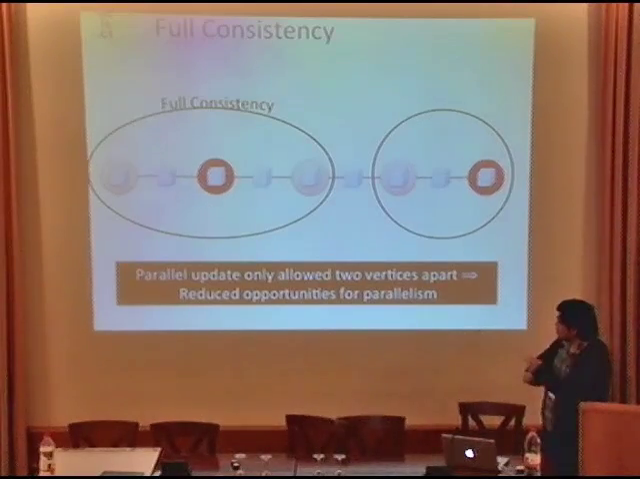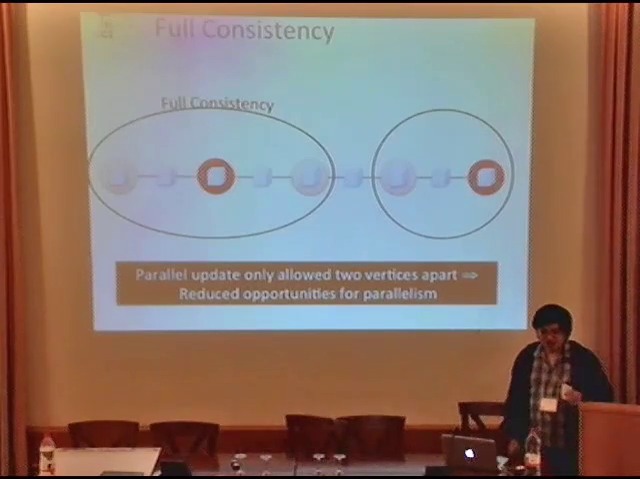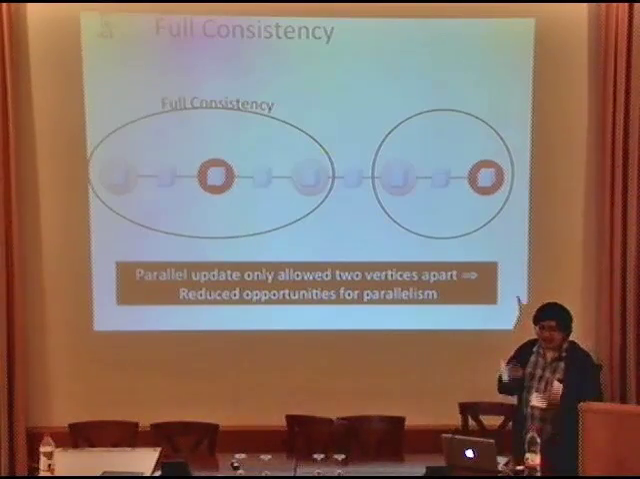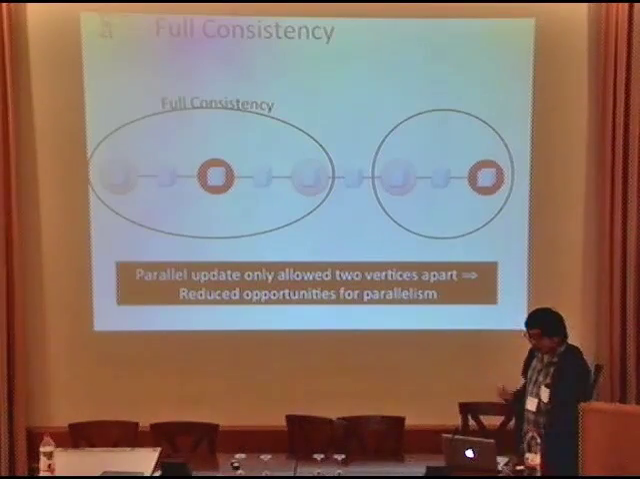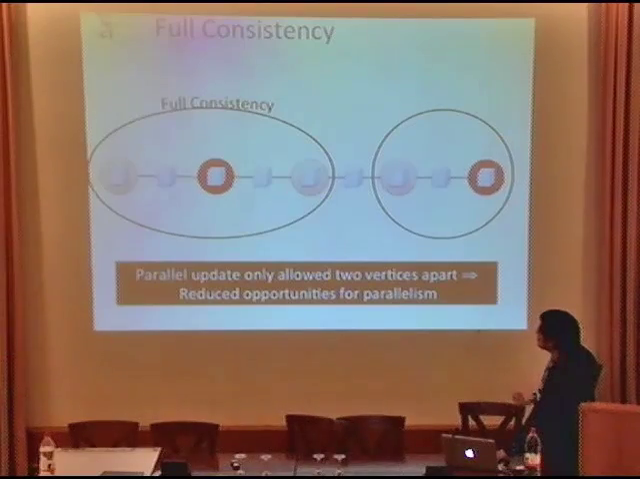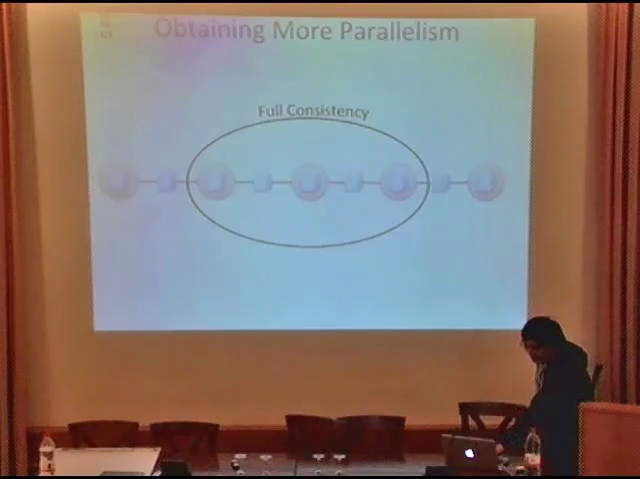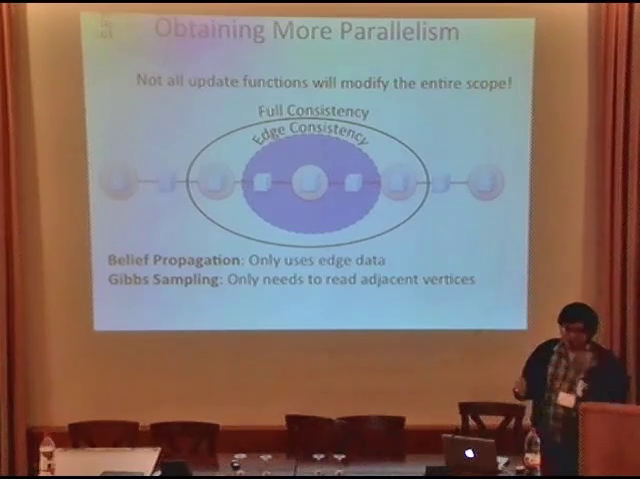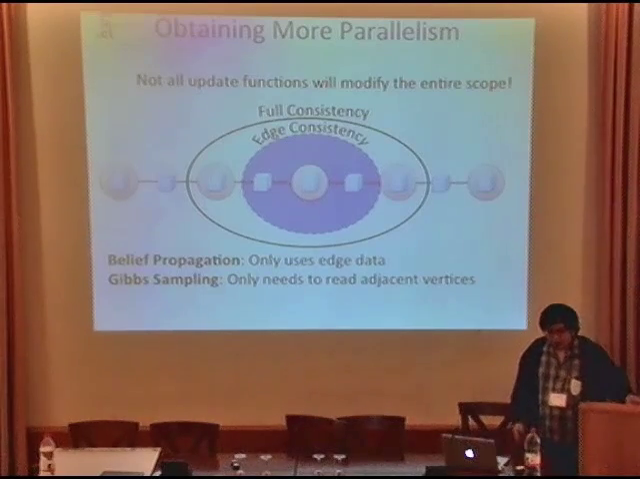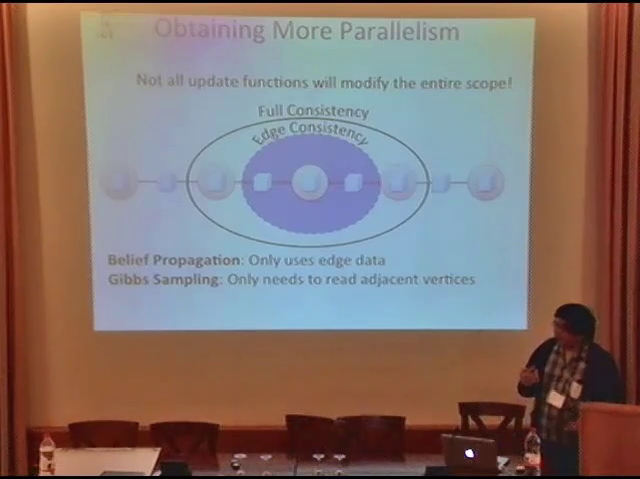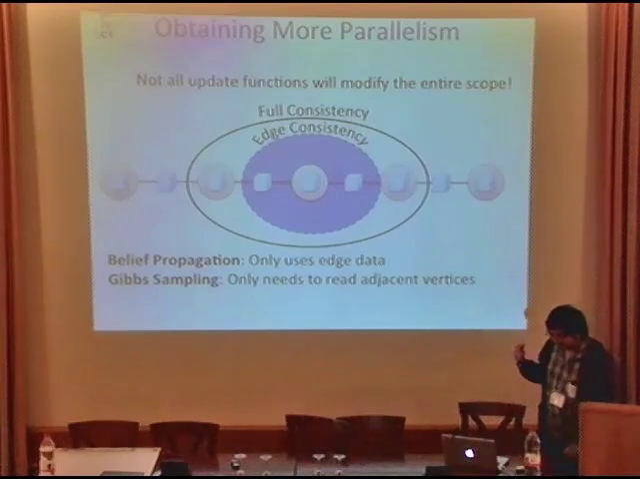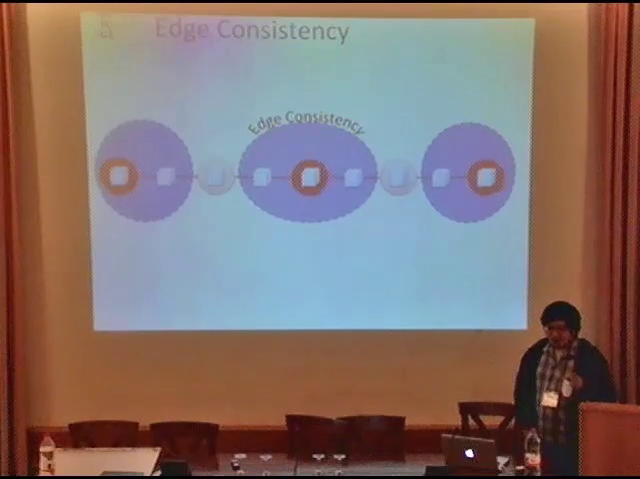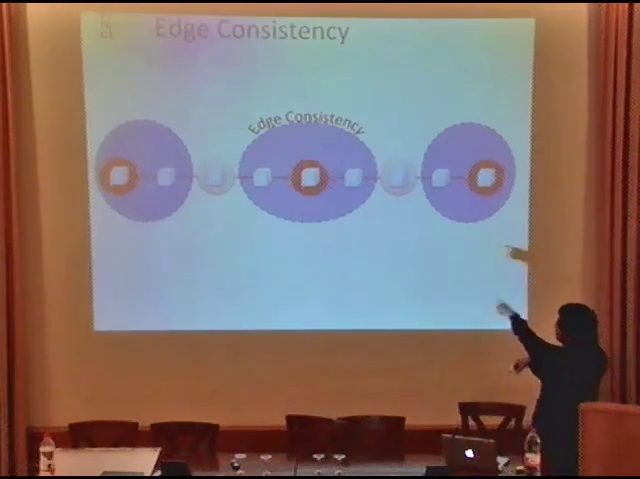So we only run parallel updates 2 vertices apart. Now we find that full consistency is way too strong for many applications, and limits the parallelism we can get for most computation tasks. So in practice, what is more common is edge consistency, because most update functions only need to read from edges and vertices, and possibly modify the edge data and the vertex data. And so edge consistency is sufficient, where we guarantee that update functions only 1 vertex apart will be run in parallel. So for instance, all these 3 things can run in parallel.